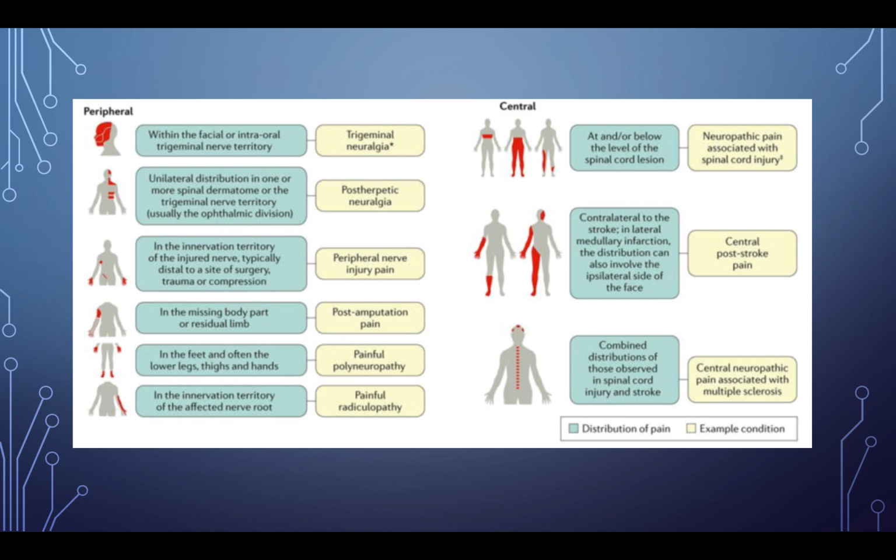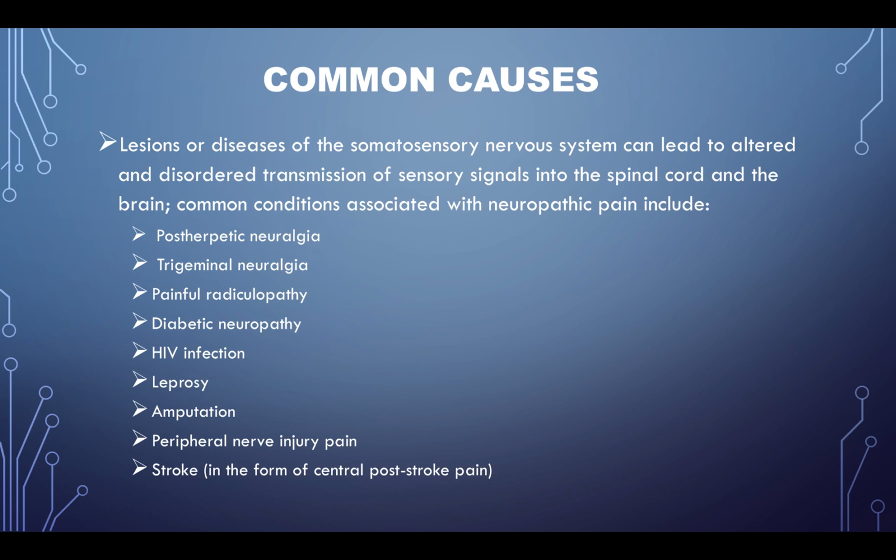So just know for the tests the differences in peripheral versus central, know which conditions would be more peripheral, which would be more central, and what they may look like. We won't get super specific. But again, some of the common causes: lesions or diseases of the somatosensory nervous system can lead to altered and disordered transmission of sensory signals into the spinal cord and the brain.